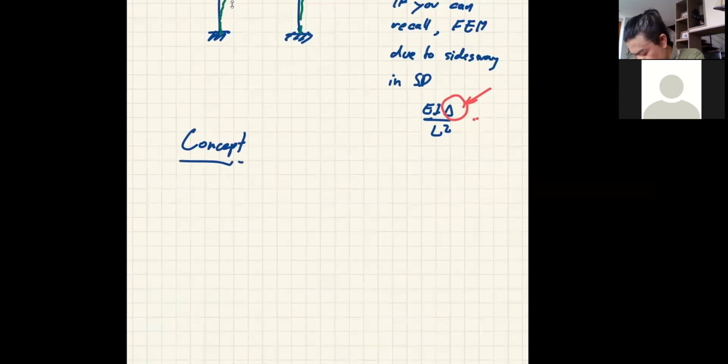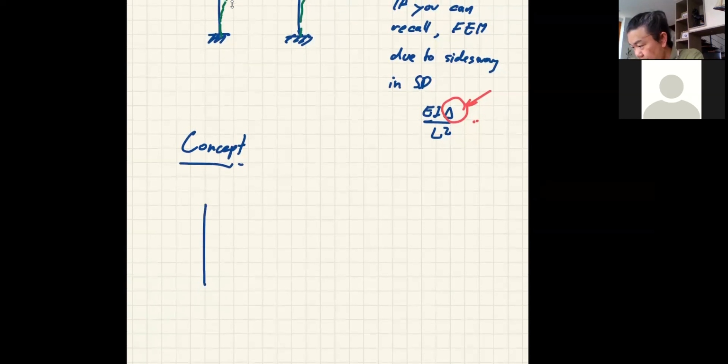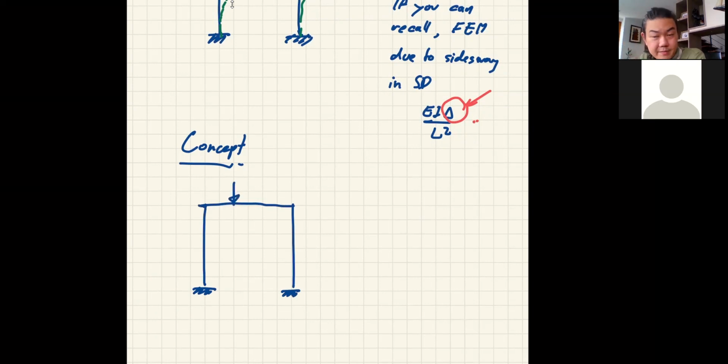Okay, let's say I have this frame, it doesn't matter what numbers I have, and then I have a load like this, not in the middle. Now, because this load is not symmetric, it's going to push the frame to the side. Even though you don't have lateral load, this structure will have side sway, correct? Because of the unsymmetric loading condition.